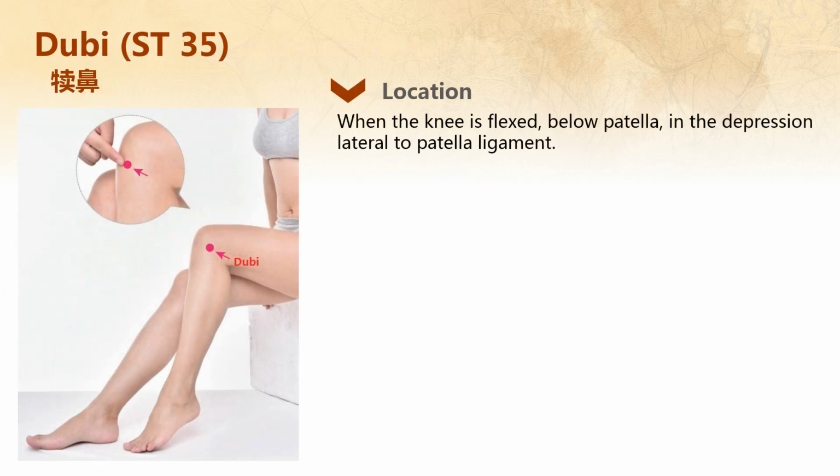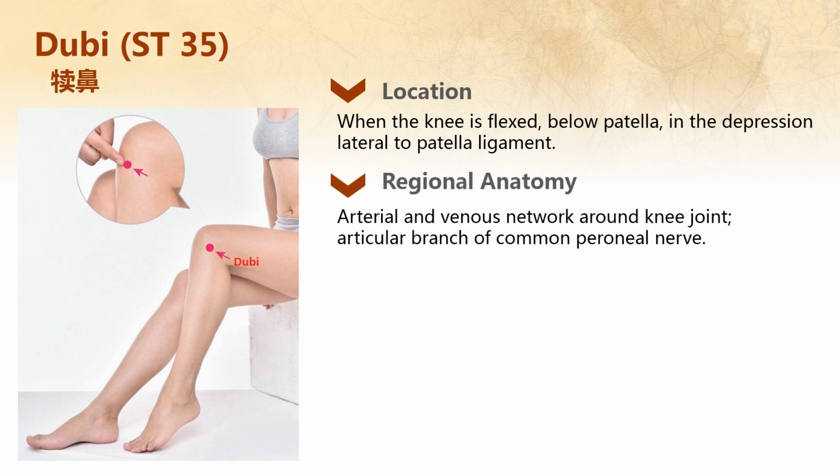Dubi. Location, when the knee is flexed, below the patella in the depression lateral to the patellar ligament. Regional anatomy, arterial and venous network around the knee joint, articular branch of the common peroneal nerve.